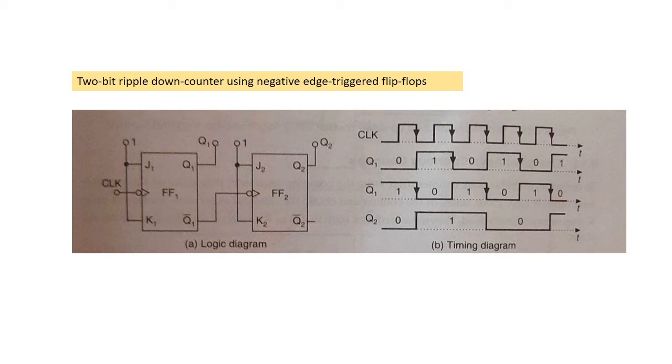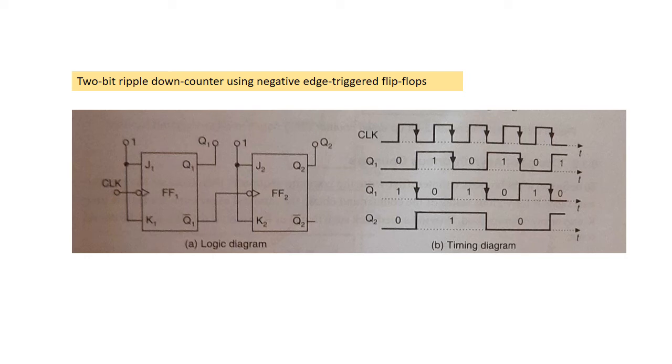This positive going signal at Q1 bar does not affect f of 2 and therefore Q2 remains at 1. Hence, the state of the counter after the second clock pulse is 1 0.